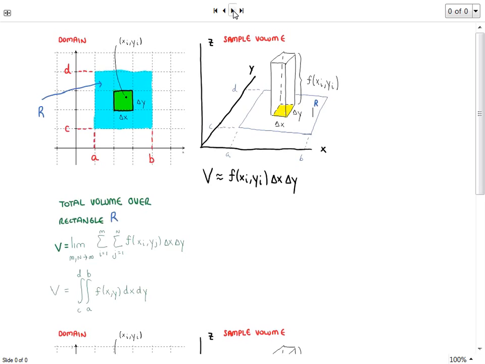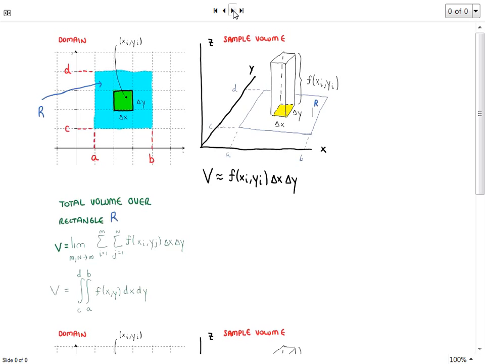Now, if I take a look at that region on the ground, that's what it looks like over here. And then if I take that little yellow rectangle inside, and look at a little tiny rectangle, the width of it is your change in x, and the height of it over here is your change in y.